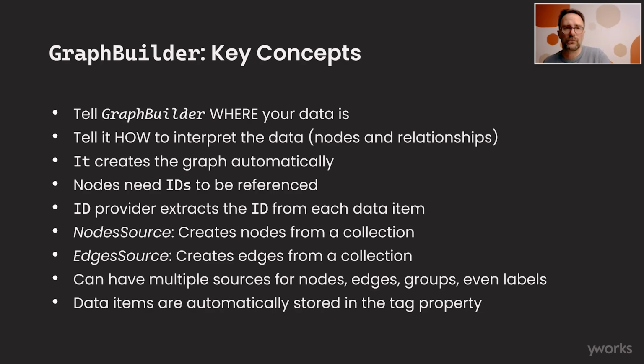There's node source and edge source. One creates nodes from a collection of data items, and one creates edges from a collection. There's also, recursively defined, a source for labels, so that for each node and edge, you can also add labels. It's important to say that you can have multiple of them, and some of them can be specifically configured to create group nodes, for example, or have multiple different types of nodes or edges. And crucially, the GraphBuilder will always automatically attach the data object that it used to create the various elements in the tag property.